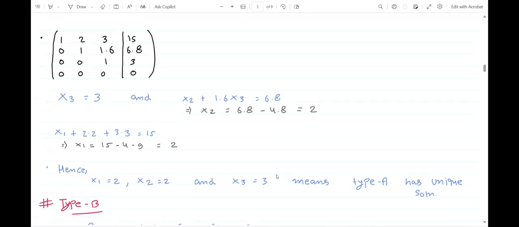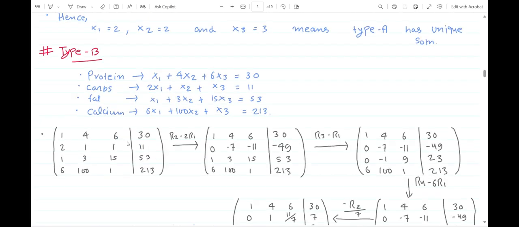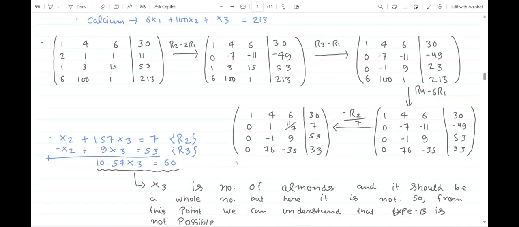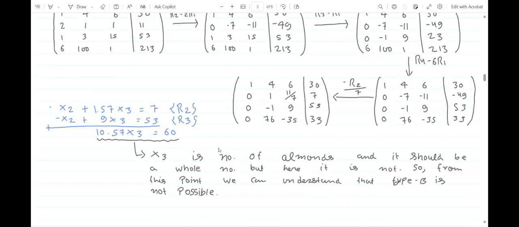Now similarly, if we look into type B and make another augmented matrix for type B, as we just made for type A, and reduce it using some row reduction methods, then at the end we will get a reduced matrix something like this. Here from row 2 we can see that x2 plus 1.57x3 equals 7, and from row 3 we can see that x2 plus 9x3 is equal to 53. Now if we subtract these two equations, what we get is 10.57x3 is equal to 60.